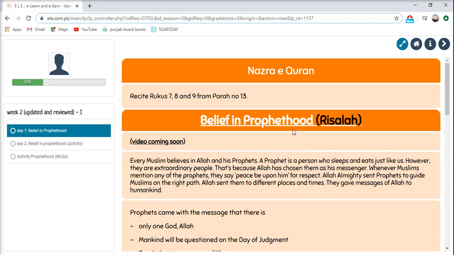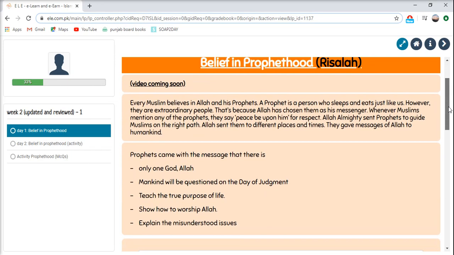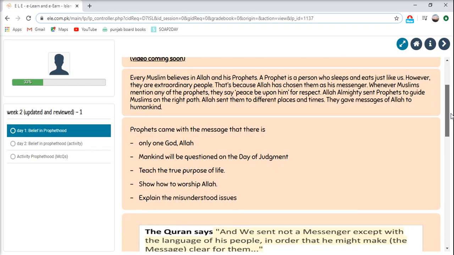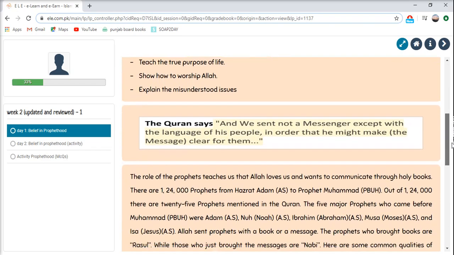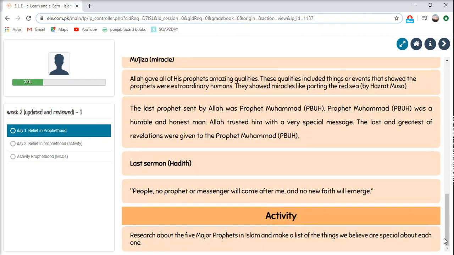Believe in prophethood. Let's start by reading the text. And then let's do an activity. Research about the 5 major prophets in Islam and make a list of things we believe are special about each one of them. We have quite a few prophets in the Quran. Let's choose 5 major prophets.